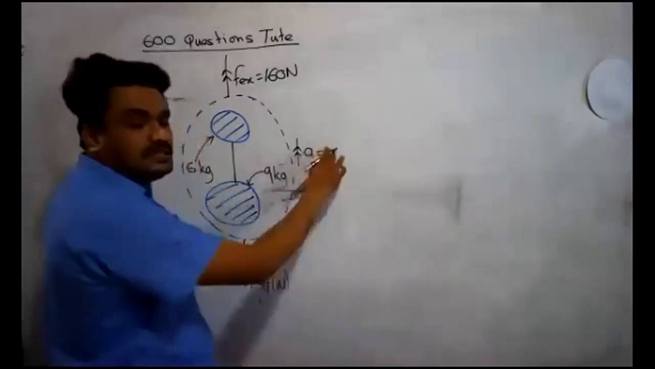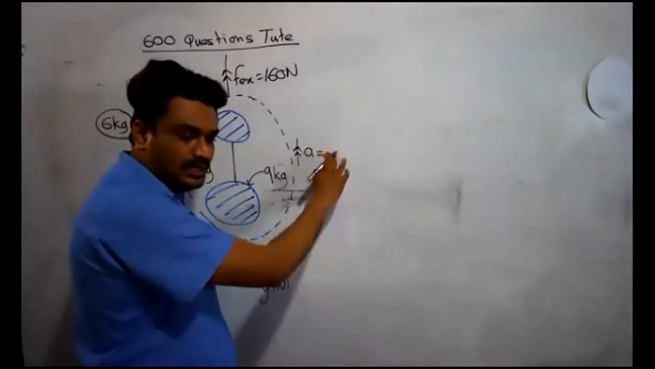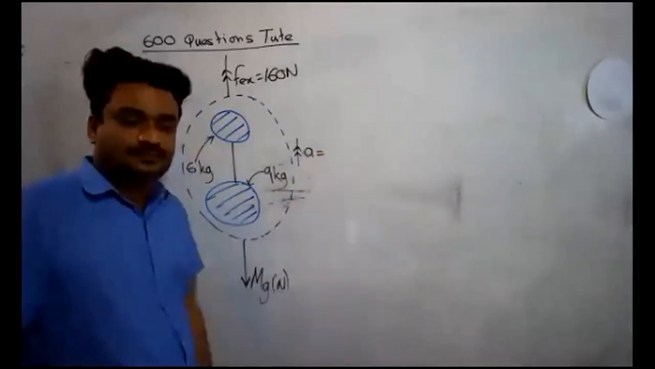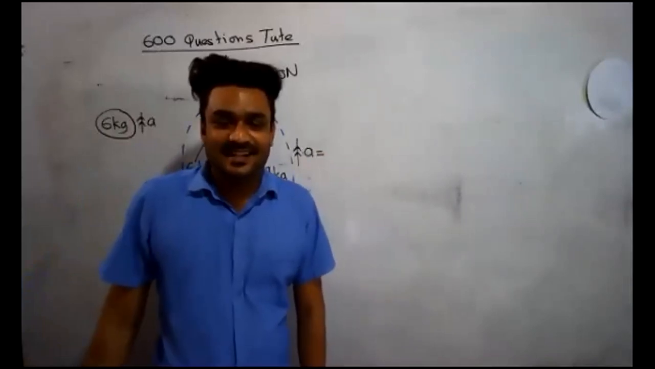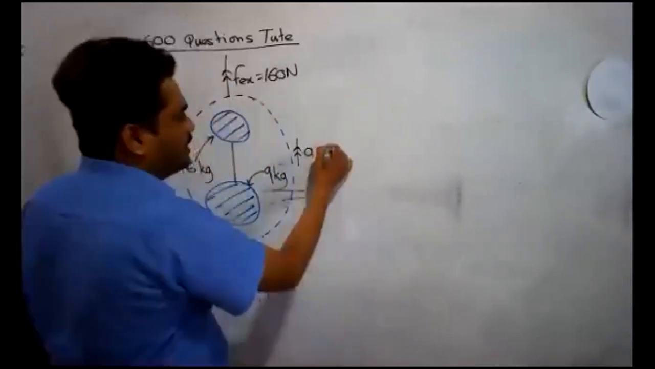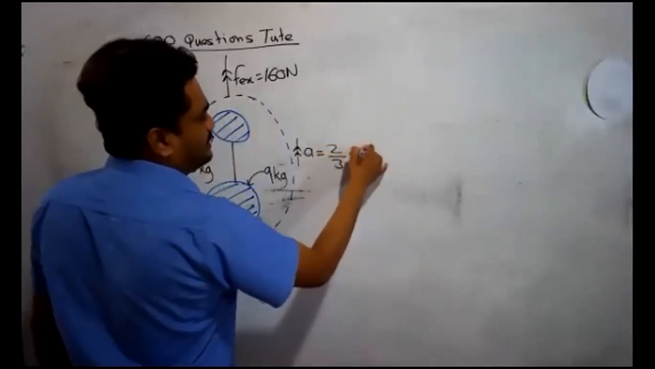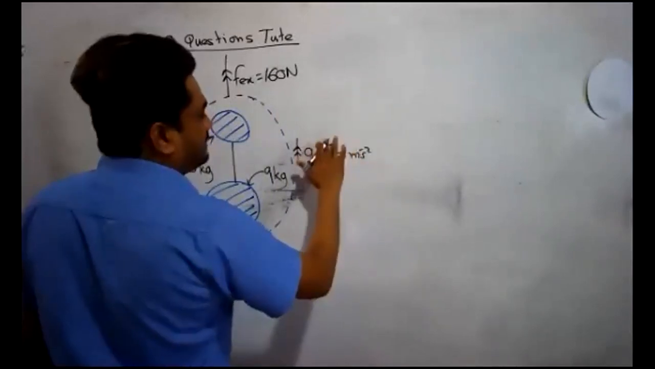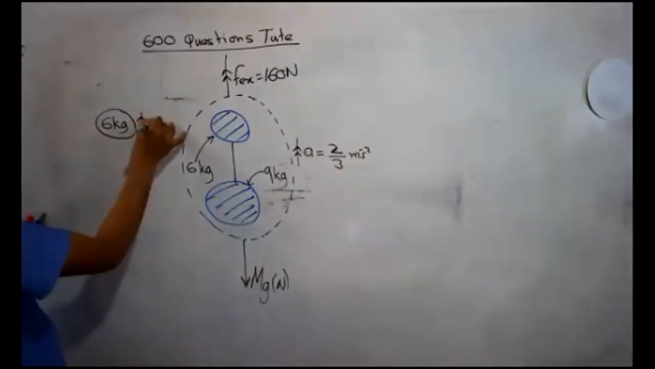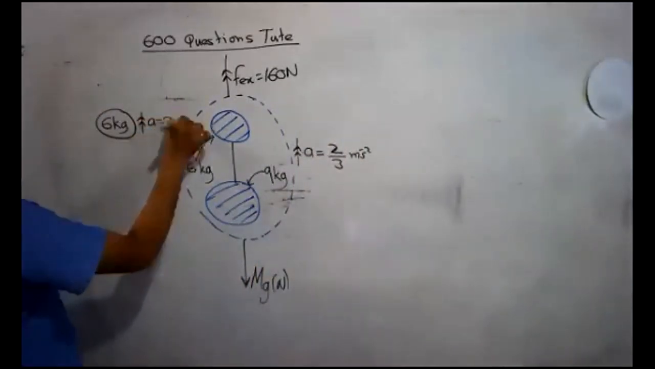If I consider this 6 kg object, it's moving up with an acceleration of, I forgot the acceleration. Somebody please tell me the acceleration of the system, dear. 2 over 3 meters per second squared. So everything is moving with the same acceleration of 2 over 3. So the acceleration of this is 2 over 3 meters per second squared.